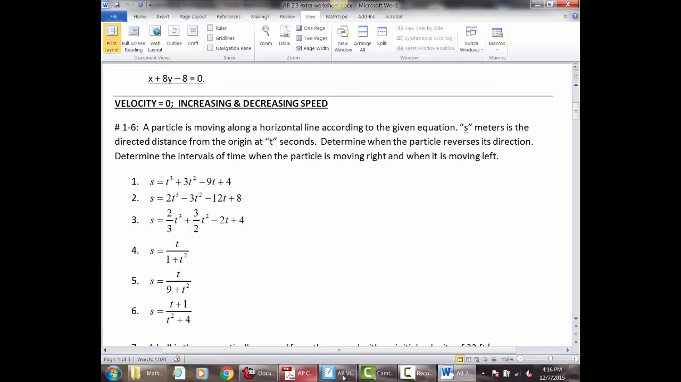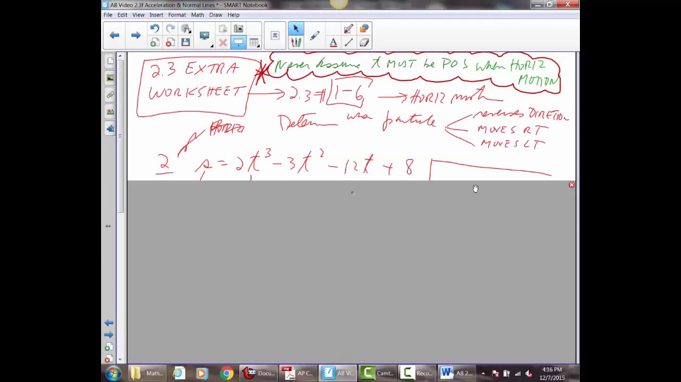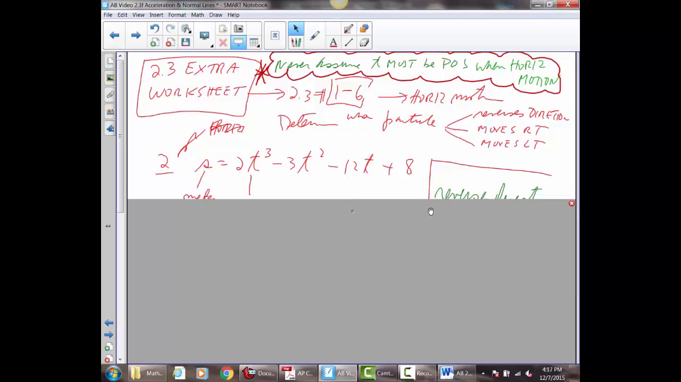So when does it reverse direction, when is it moving right, when is it moving left? And you do have to be careful here. Don't assume that t has to be positive with horizontal motion. Let them tell you that if that's the case.